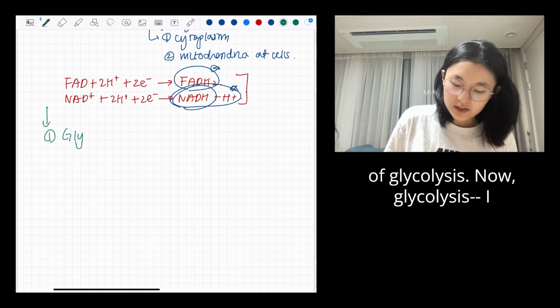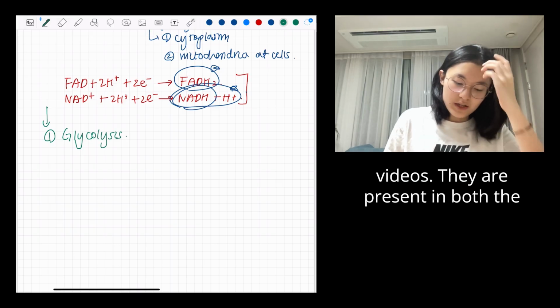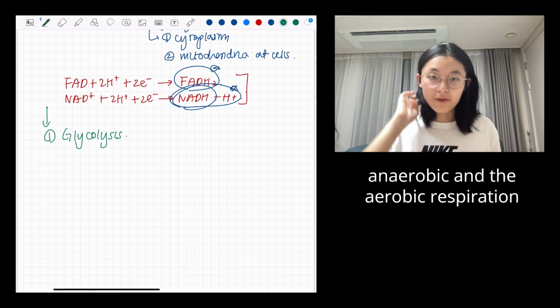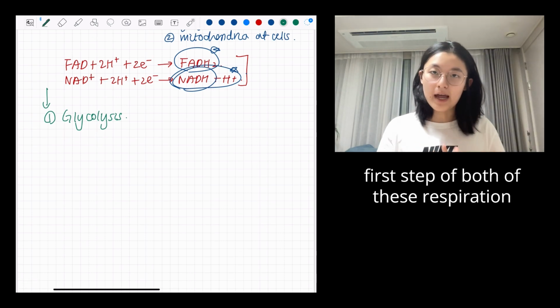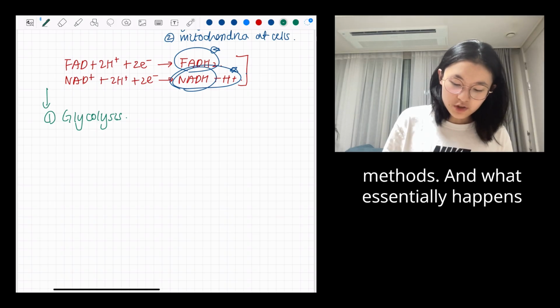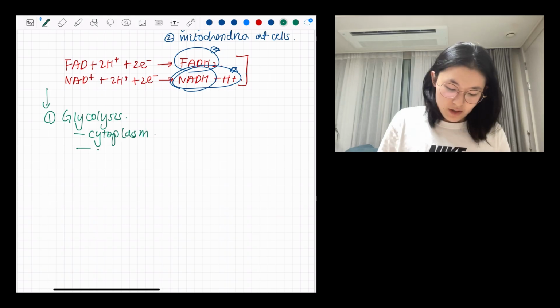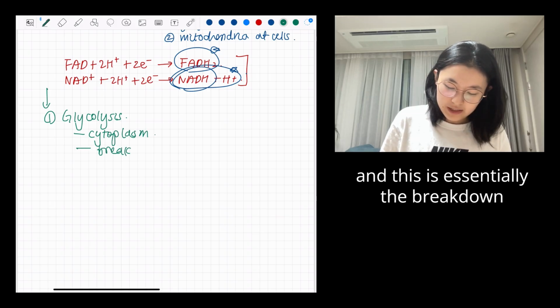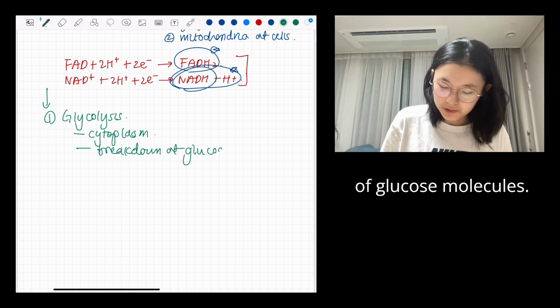So, to dive into the stage of glycolysis. Now, glycolysis, I probably covered this in some of my other videos. It is present in both the anaerobic and the aerobic respiration processes, and it is the first step of both of these respiration methods. What essentially happens in the glycolysis stage is this occurs in the cytoplasm, and this is essentially the breakdown of glucose molecules.